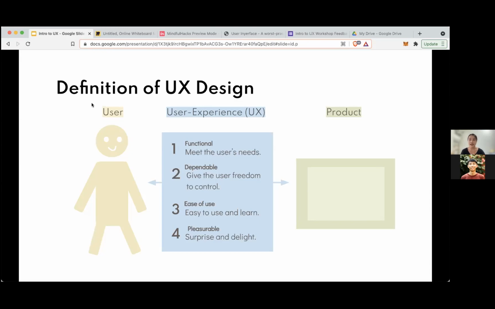So these four things are really important that we always have to keep in mind when we're designing. And the way I tend to remember this is remember the first capital letter of each of the requirements. So FDEP, that's FDEP, okay? And so I will be asking you guys throughout the workshop what the four requirements of UX are. So make sure to remember this.